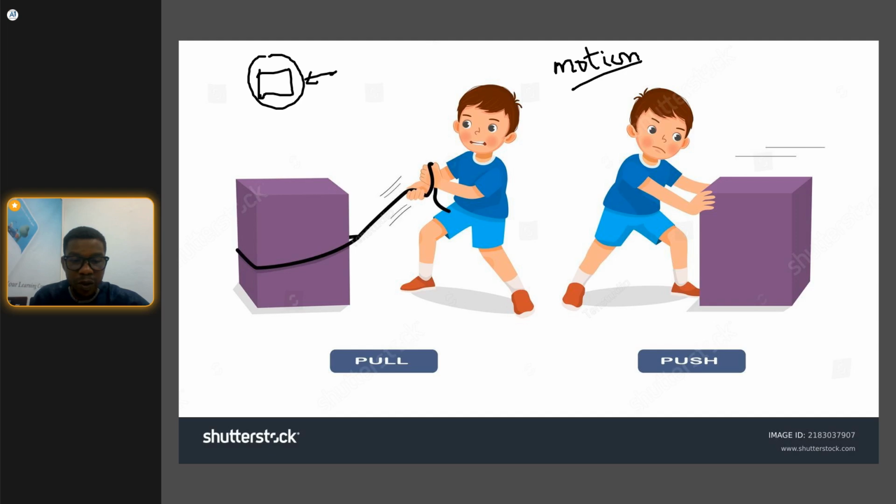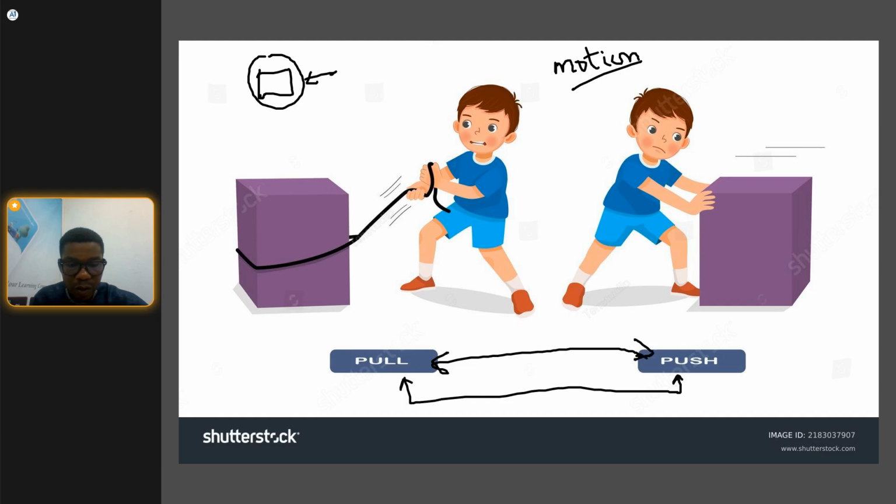So the cause of motion is pull and push. When we pull an object, there will be a change in position, time will be involved, and there will also be a reference point. Or when we push an object, there will also be a change in the position of the object, time will be involved, and there will be a reference point. Now, can we push and pull an object without something? Of course, something is involved for these two to take place.